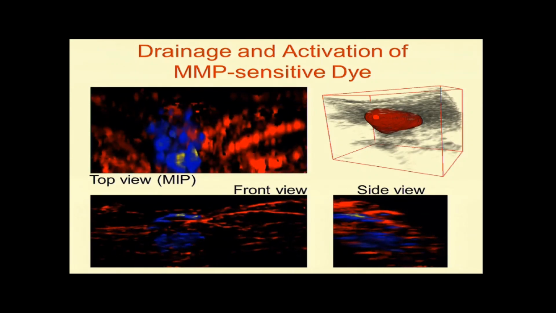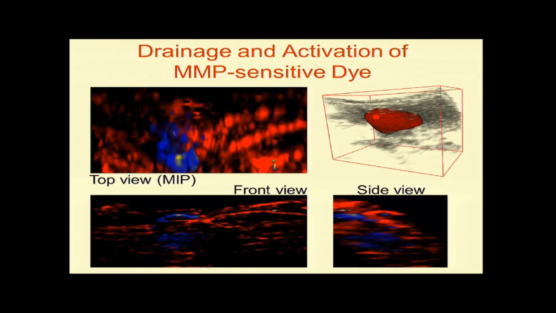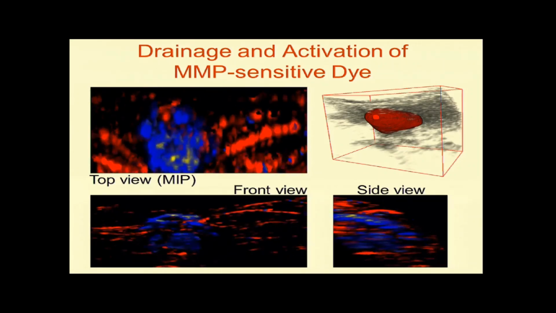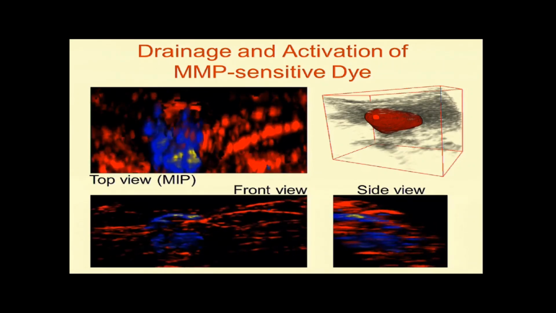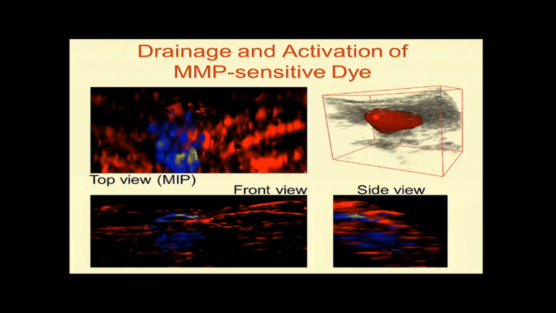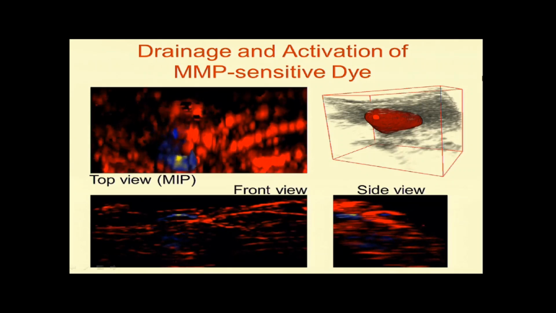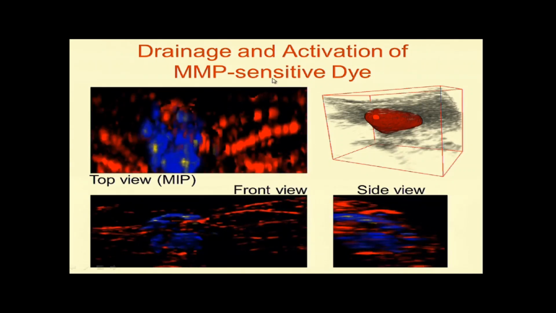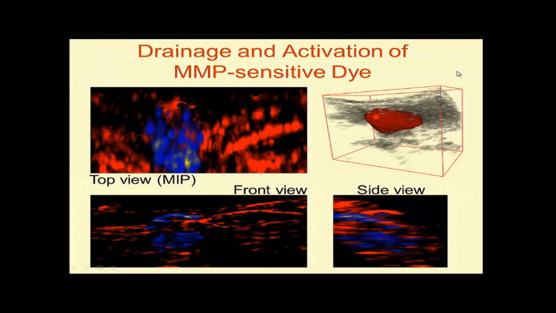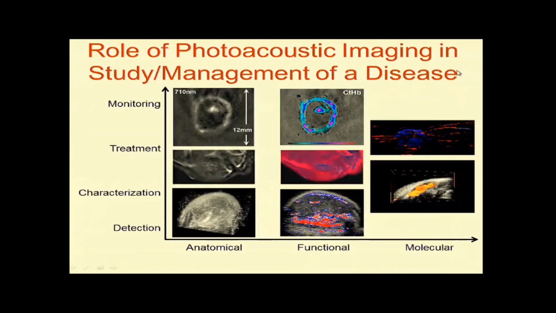And this is initial study, so we don't have fully sort of under control everything. But the dye quickly arrives to the sentinel lymph node. It sits there for a little longer, and then it's activated as indicated by the yellow color. So that's example where you would use MMP or biologically sensitive dyes to produce images. Okay, I believe I completed my journey.